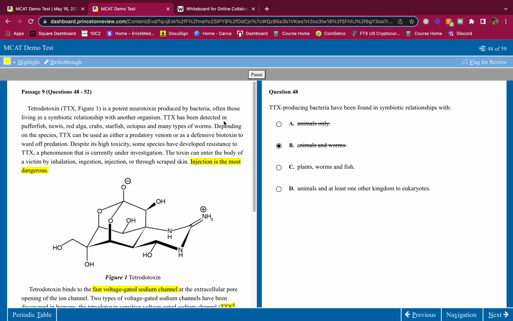It's like a plant, okay? Plants, worms, and fish? Yes, the plant. Yes, the worm. Yes, the fish. However, I don't know what a newt is. An octopus is not a fish. I wouldn't consider that a fish. Is it a mollusk or something like that? So this is wrong. Animals and at least one other kingdom to eukaryotes. Yeah, that makes complete sense. The alga is a eukaryote. So, process of elimination, D.